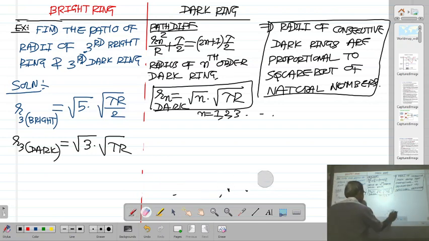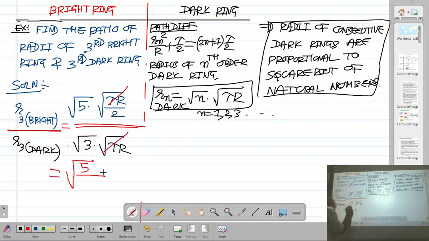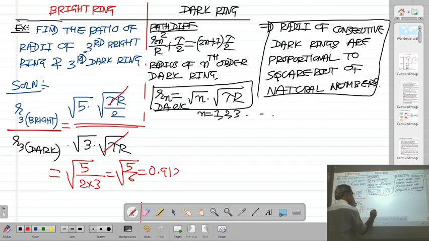You are asked to calculate the ratio of these two radii. So let us take the ratio. The radius of the third bright ring is √5 √λ/2, and the radius of the third dark ring is √3 √λ. So √λ cancels. So the ratio comes to √5 by 2 into 3, that is √5/6, which is 0.912.